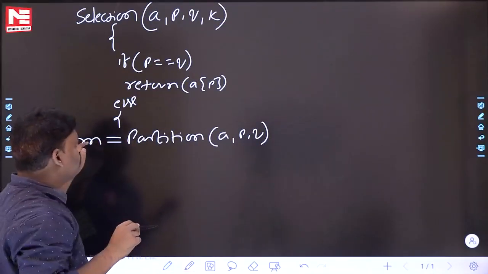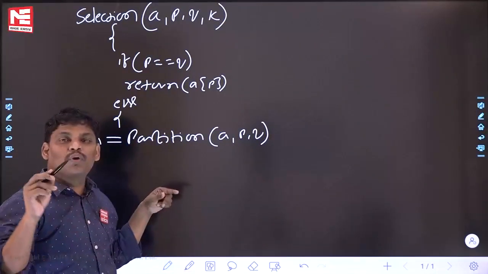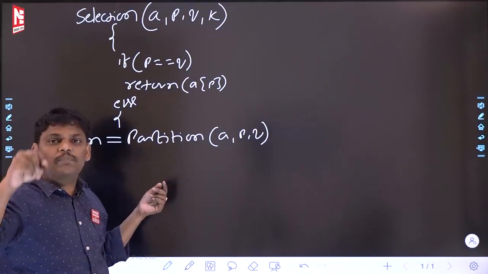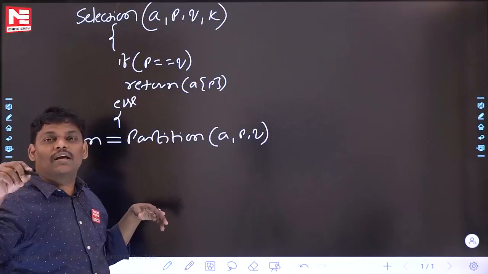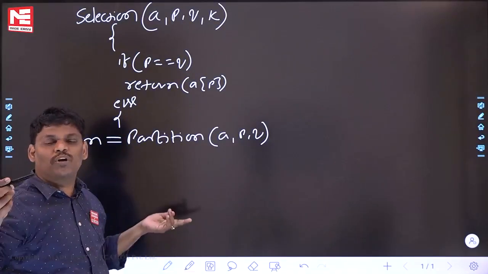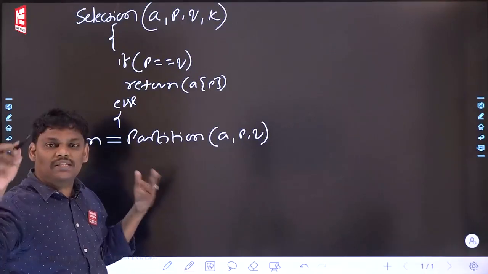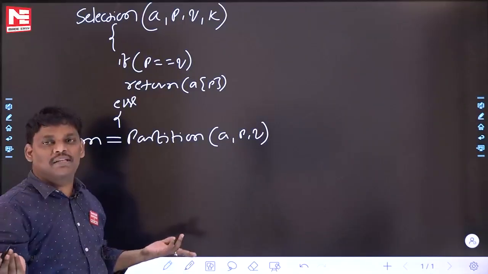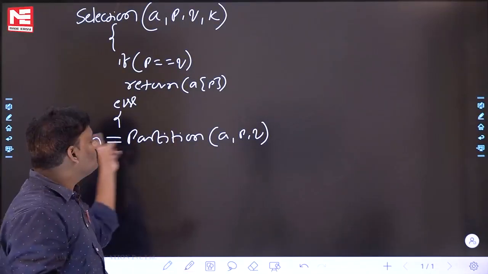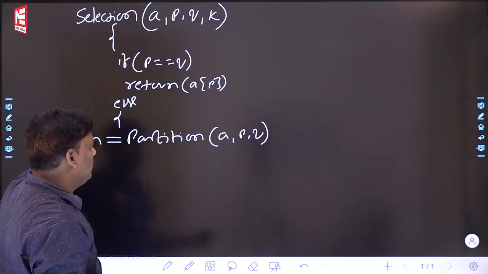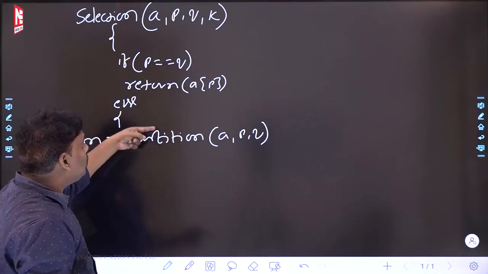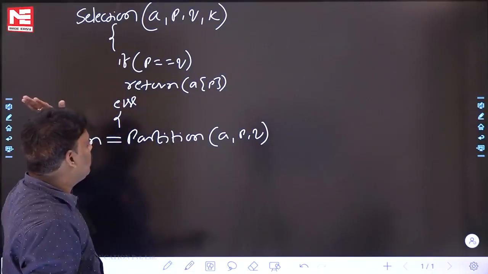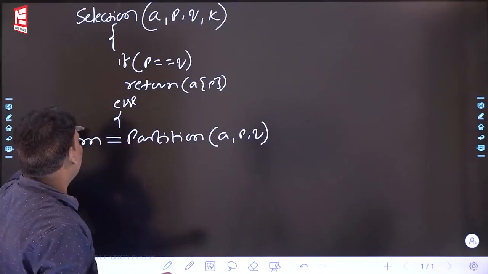It returns m. What is the meaning? The pivot element went to the mth place, and the pivot element is saying that my correct place is m. What is the meaning of that? After sorting also his place is the same, m only. It indicates that after sorting, in the mth place the mth smallest element is there. So indirectly this line is saying that I know the mth smallest element, because he kept the pivot element in the mth position, which is its correct place.